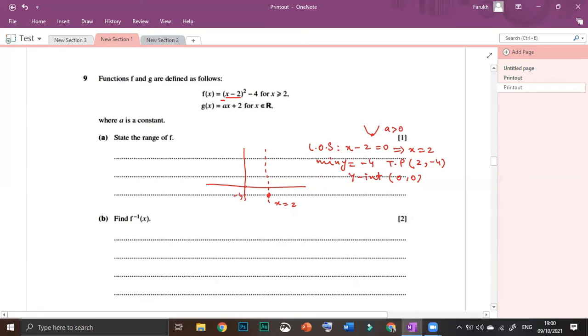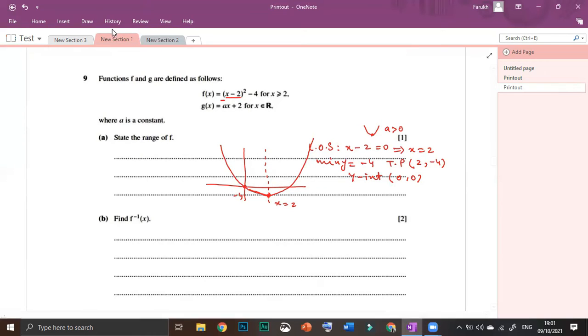Now we will draw the y-intercept. This one is y-intercept. Now we will stand at the turning point and move towards the y-intercept. This one is one part of the curve. The other part is symmetrical to this one, as x is equal to 2 is the line of symmetry. This one is the shape of the graph for this curve.